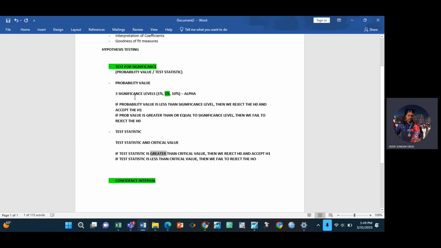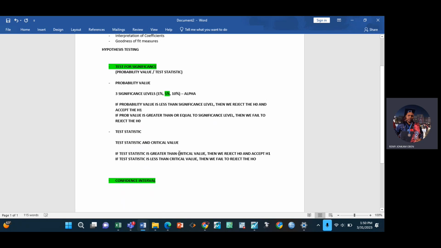So using either probability value or test statistic will give you the same result, right? But at times, there are situations where you cannot use one, you have to use the other. There are situations where you can use both. So you need to know both of them, because if you face a situation where you cannot use one, then you have to use the other. But if you can use both, then either you use both or you use one. It will give you the same results anyway.